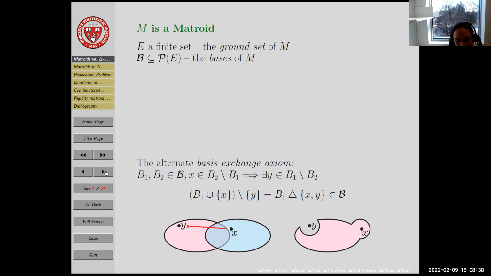The alternate basis axiom says, well, I don't have to concentrate on what I want to throw out. I want to just concentrate on what I want to put in. But of course, that's the same thing.